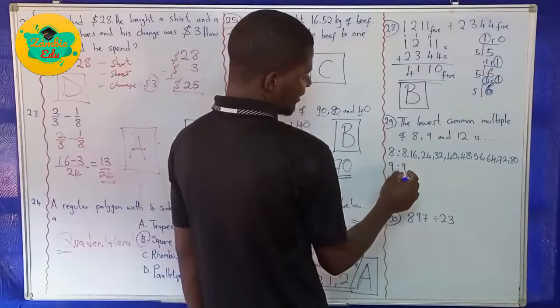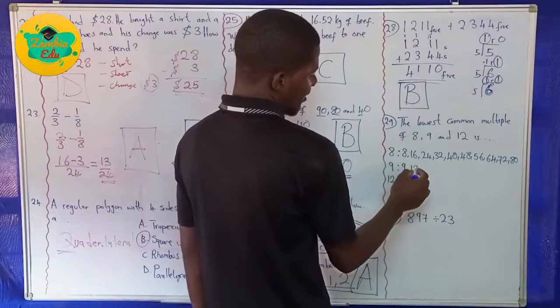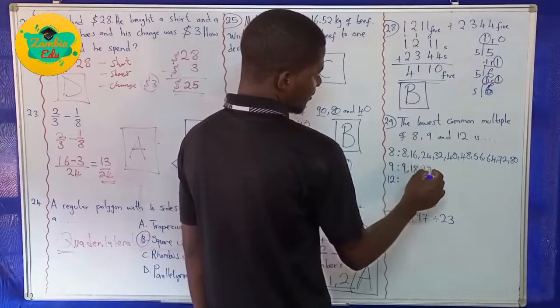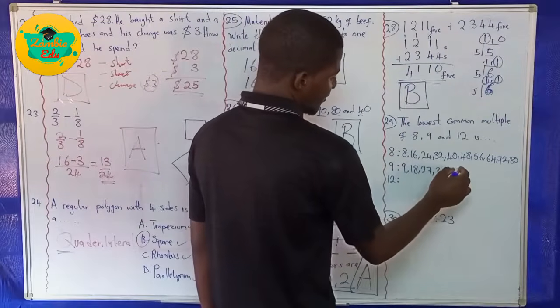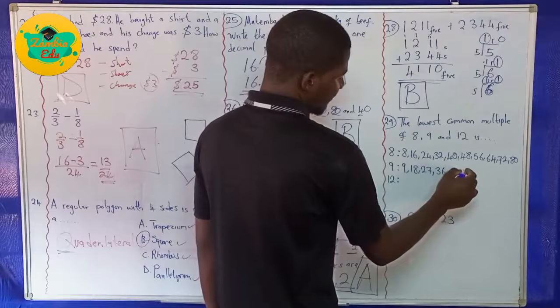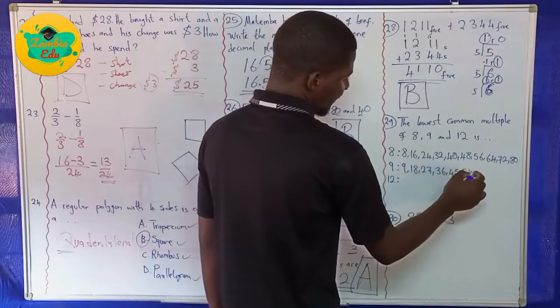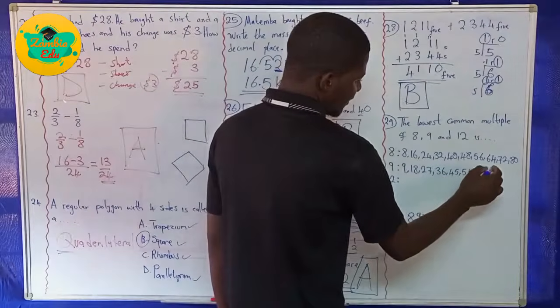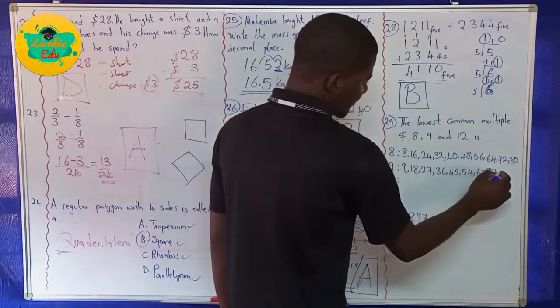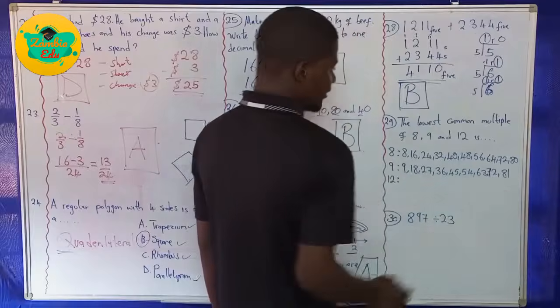First multiple of 9 is 9, 18, 27, 36, 45, 54, 63, 72, 81.